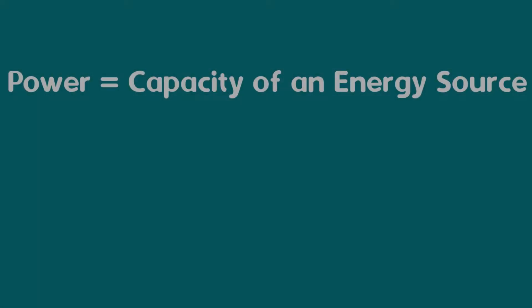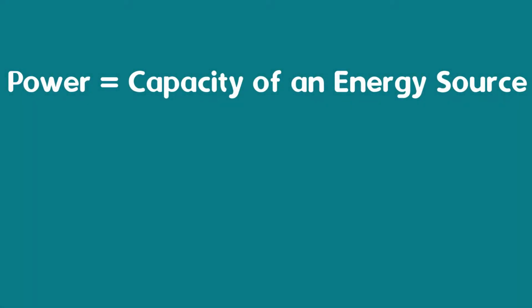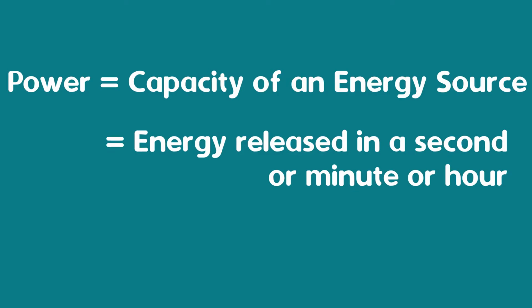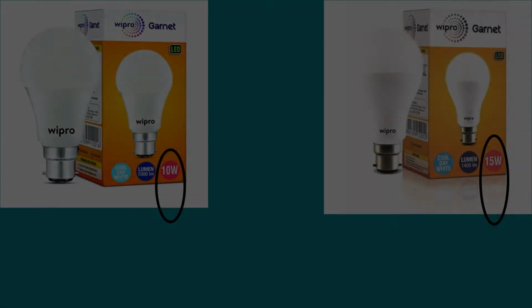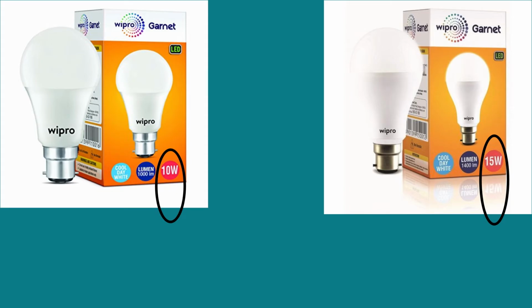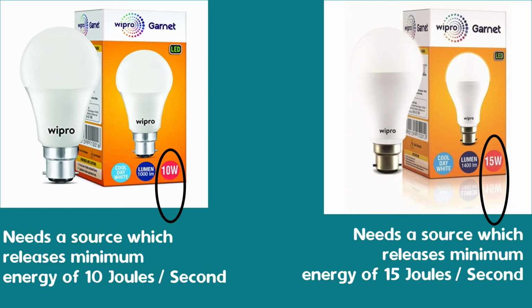To calculate the capacity of an energy source, we make use of the term power. Power is nothing but the amount of energy a source releases in a second of time. Power is also helpful in calculating the amount of energy required to run an appliance. For example, you must have noticed that we use 10 watt or 15 watt bulbs at home. It means that to light a 10 watt bulb, we need a power source that has the power of 10 watts. Watt is the SI unit of power.